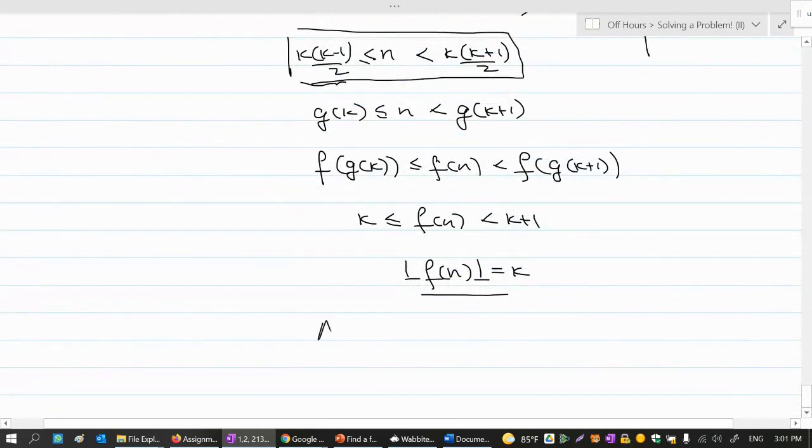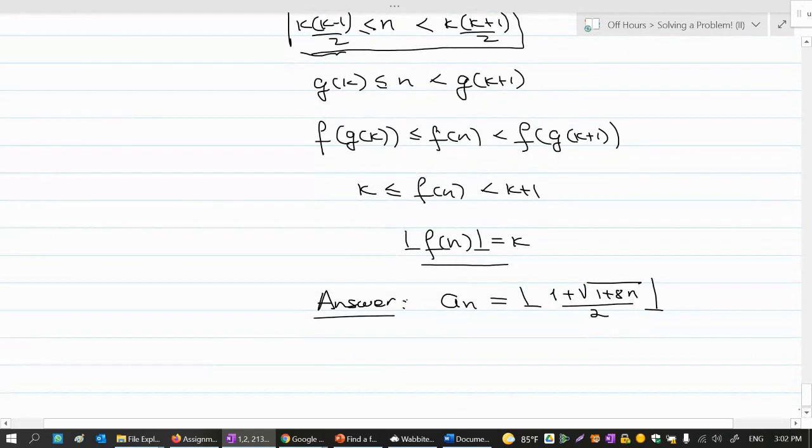Therefore, the answer to our question is the following. In this particular case, a sub n has to be equal to the floor of (1 plus the square root of 1 plus 8n) all over 2. And this is going to be a possible formula for the general term of the given sequence, of our original problem.